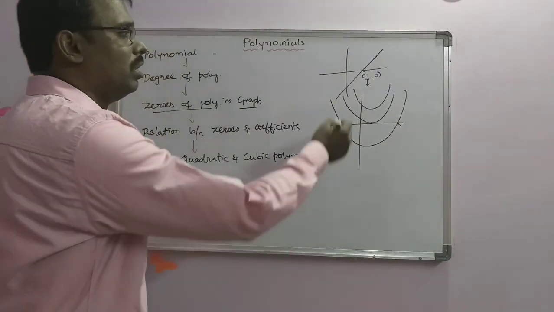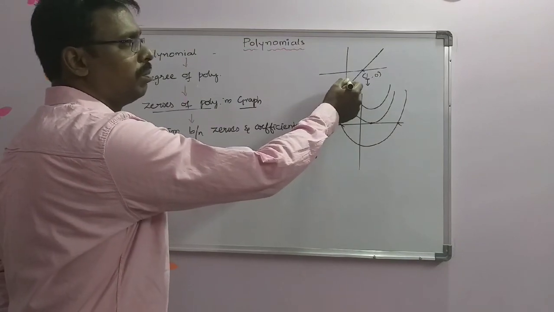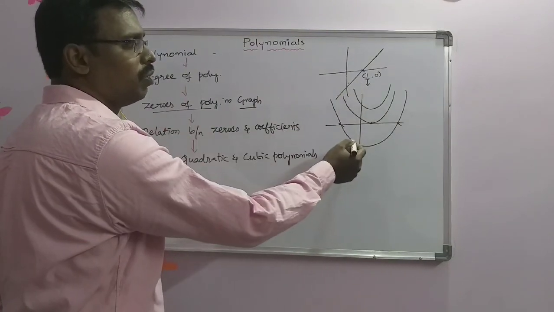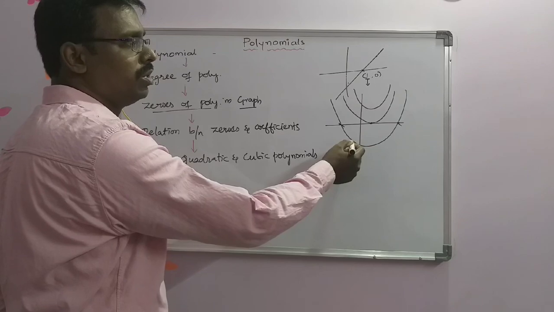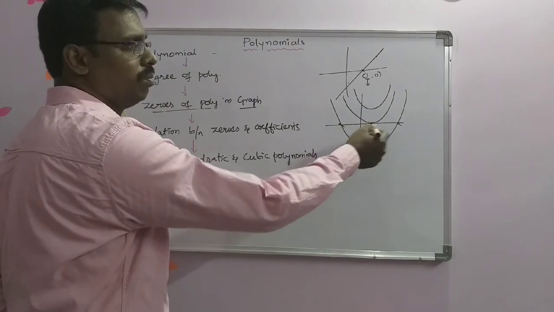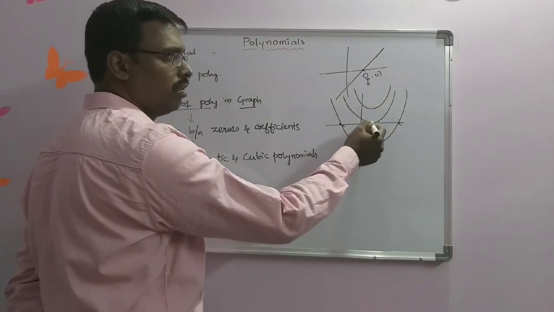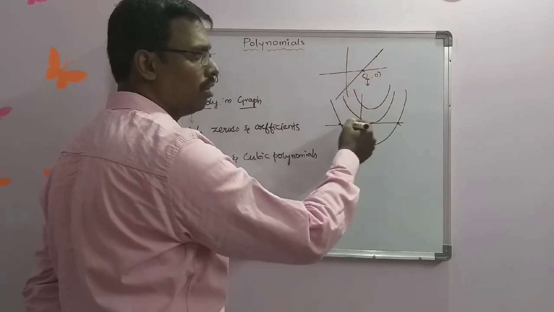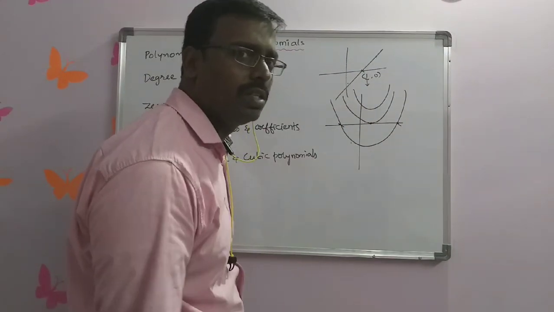So a linear polynomial will give a straight line. A quadratic polynomial will come as a U-shaped curve. If it cuts at 2 points, there are 2 zeros. If it touches at 1 point, 1 zero. If it is not having any contact with the x-axis, then it has no zeros.